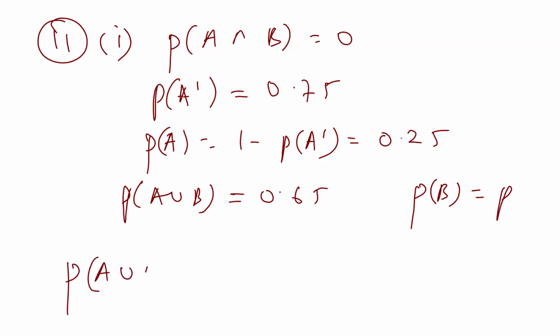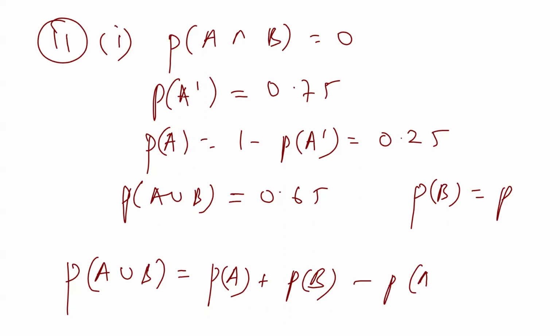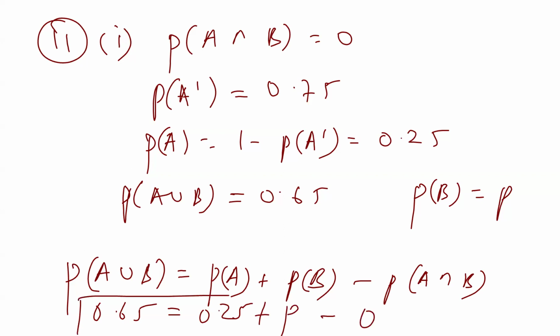So P of A union B is equal to P of A plus P of B minus P of A intersection B. So A union B is 0.65, P of A is 0.25, P of B is P, and A intersection B is 0. So from this particular equation, you can get the value of P. Okay, that is 0.65 minus 0.25.